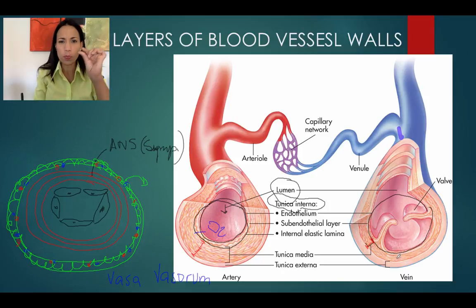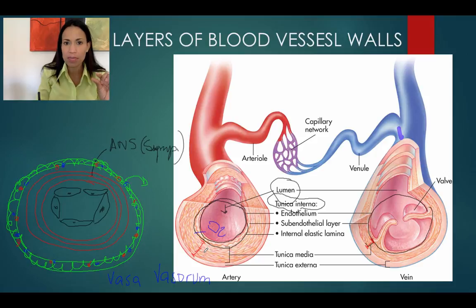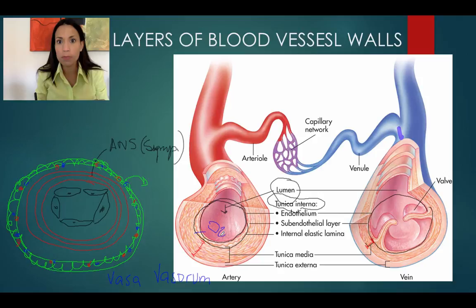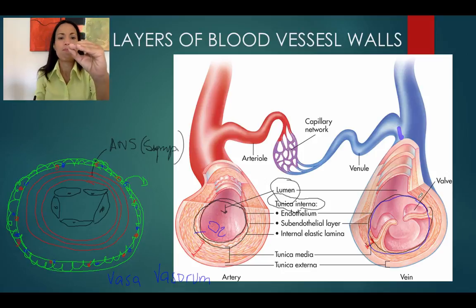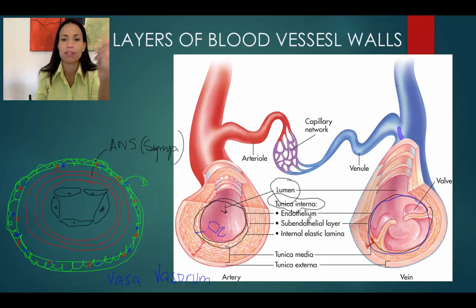What changes is the proportion. Usually arteries have a thicker tunica media compared to the veins, and veins have a thicker tunica externa compared to those of the arteries. Another difference is that the lumen of the arteries is round and the lumen of a vein is usually oval or flattened. It's like that, and it is a reflection of the pressure in each of these blood vessels.